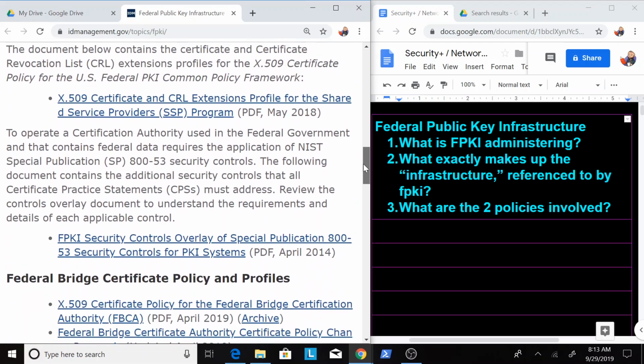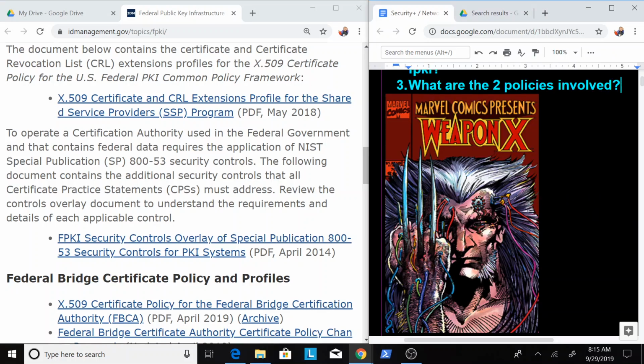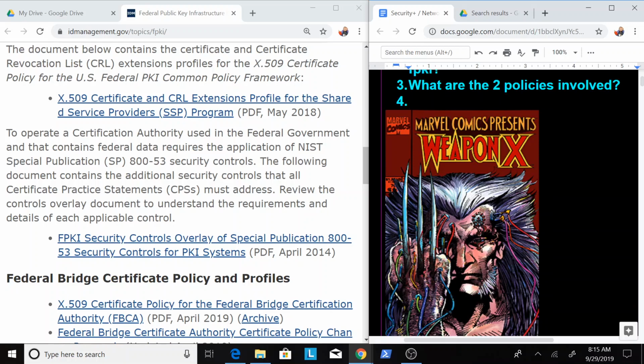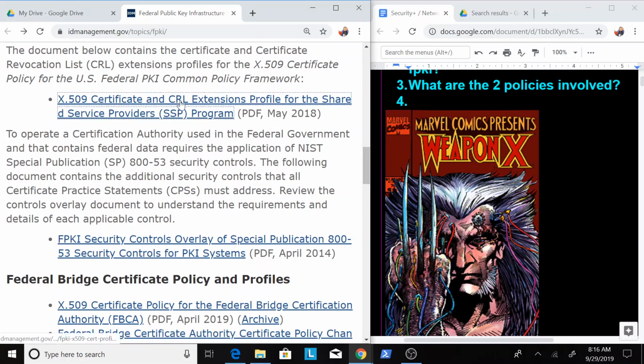So the document below contains a certificate and certificate revocation list, CRL, extensions and profiles for the X509 certificate policy for the U.S. Federal PKI Common Policy Framework. Reading X509 just reminds me of Weapon X from X-Men. And look at that, he looks so cyborgish here, which is apropos to making a tech video like this. And I really want to click this link and start going through the PDF, but I'll save it for another video.